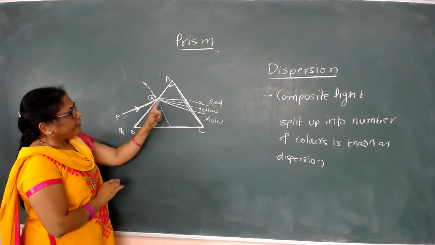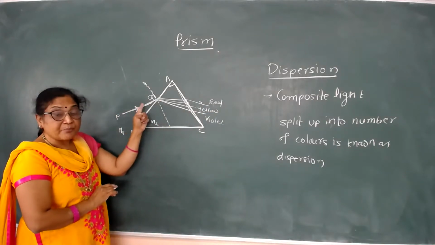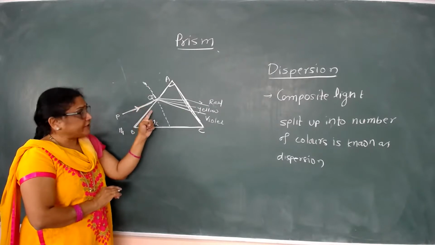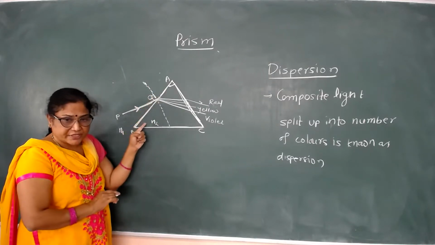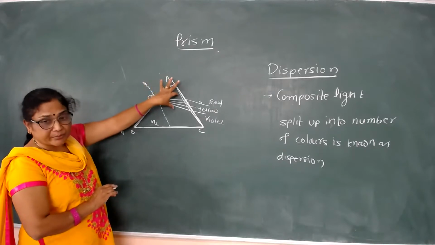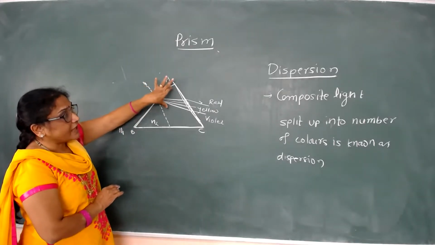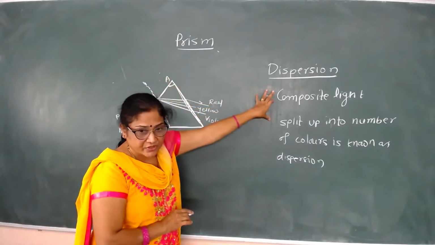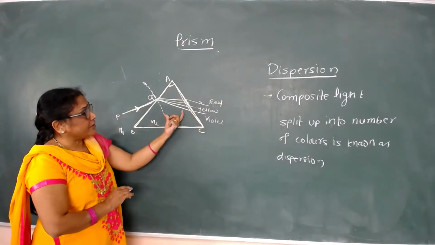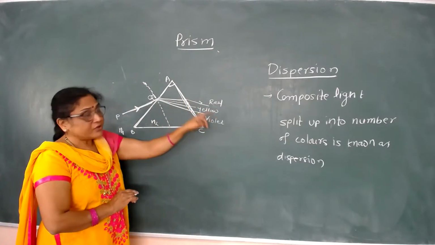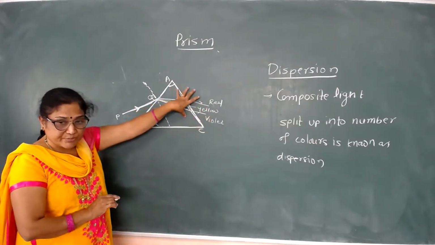So here, the composite light consists of 7 colors. This composite light is incident on the first surface and is split up into a number of colors. When it is split up into a number of colors, that process is known as dispersion.